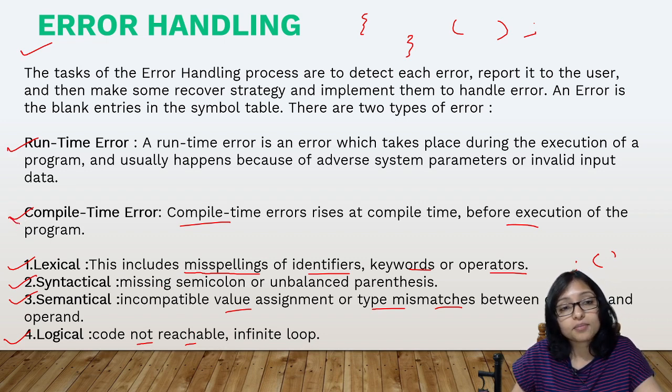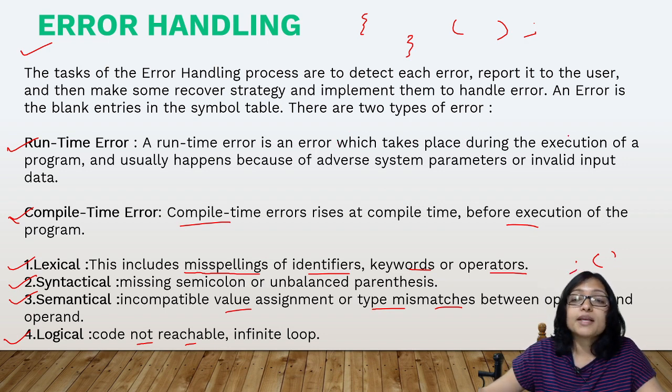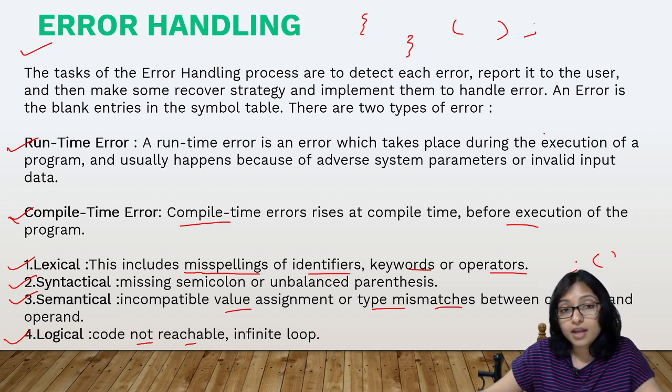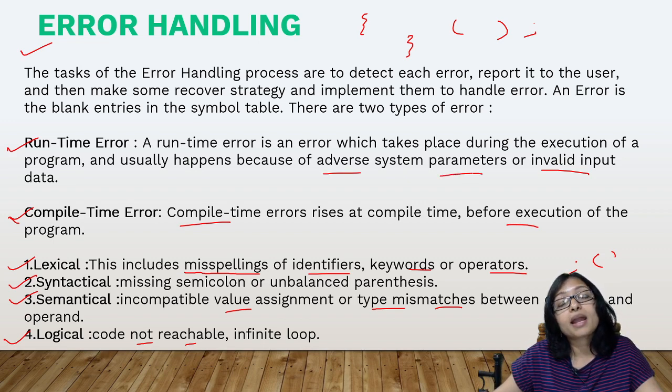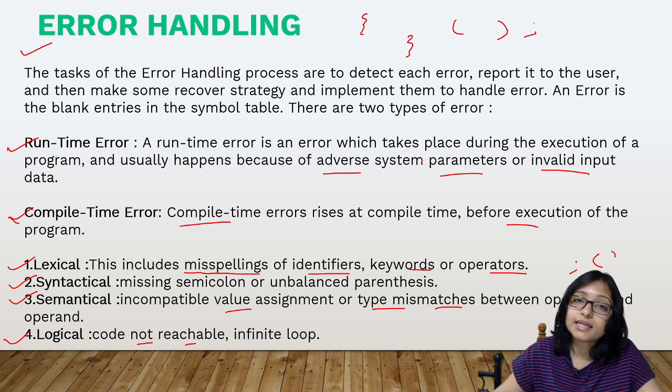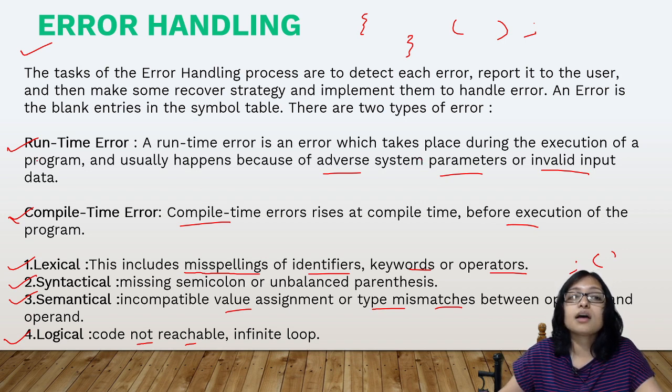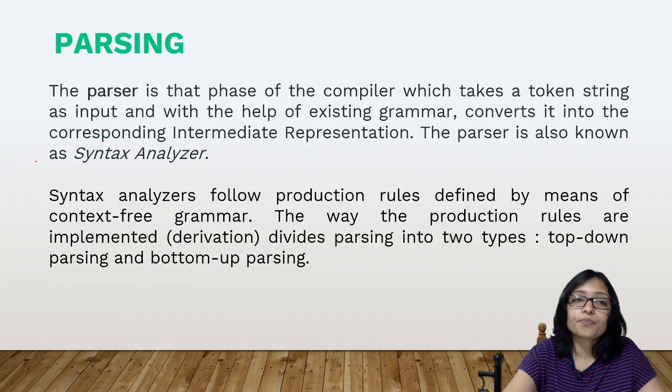Now what is runtime error? Runtime error is when it takes place during the execution, at the time of execution. If the user is giving an invalid input, then it can happen, or because of some adverse system parameter, this can happen. So this is the runtime error.